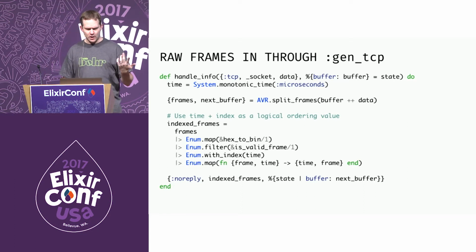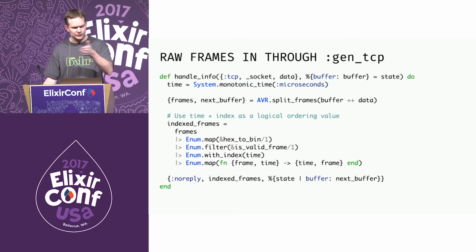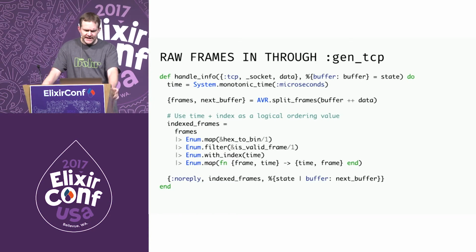A lot of times, raw ADS-B data is represented as just hex strings for whatever reason. So this first Enum.map you see where I'm doing hex to bin is basically just converting that to binary. I do a couple of small checks on it just to make sure that weird things don't happen with these cheap little dongles. So just basically validate that it's valid. I tag it with an index as a kind of logical ordering value.